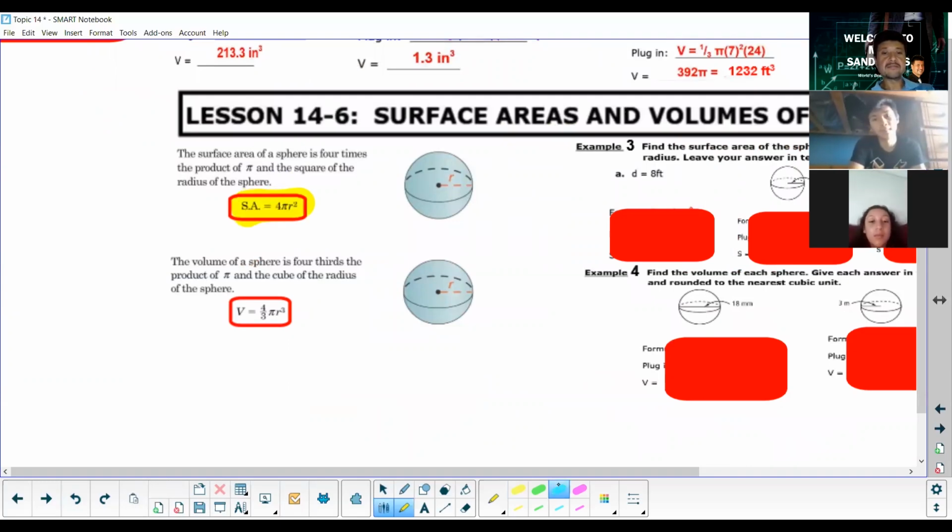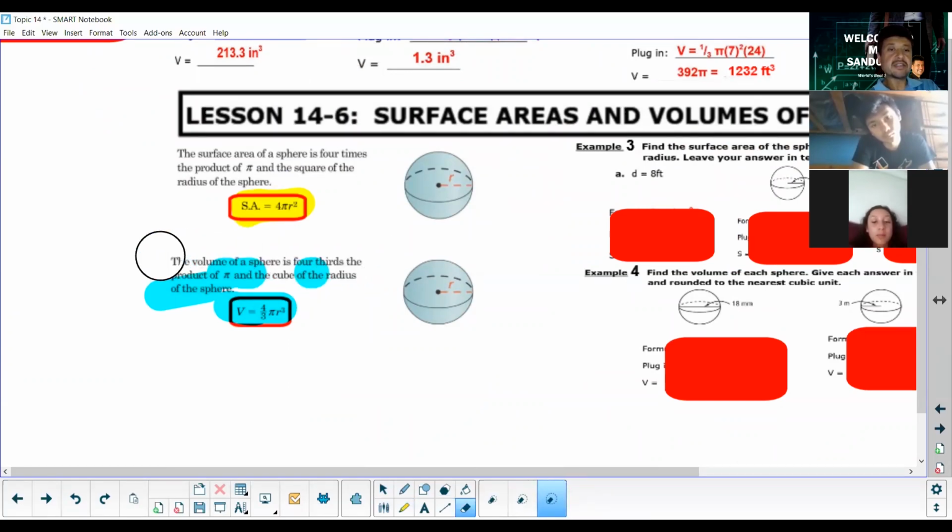The volume of a sphere is 4/3 the product of pi and the cube of the radius of the sphere. Okay, good. So Marcus, tell me something that both of these equations have in common. Pi and r. Yeah, good. Now, which of these is the only thing I need to really find? Well, r. Right, so the only thing you have to really use is radius.